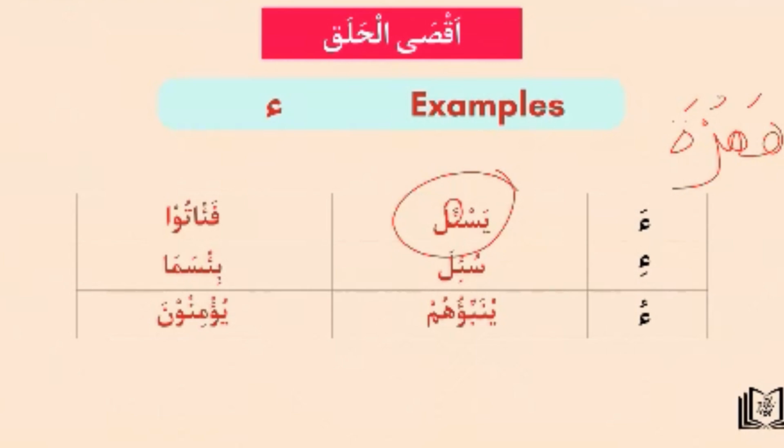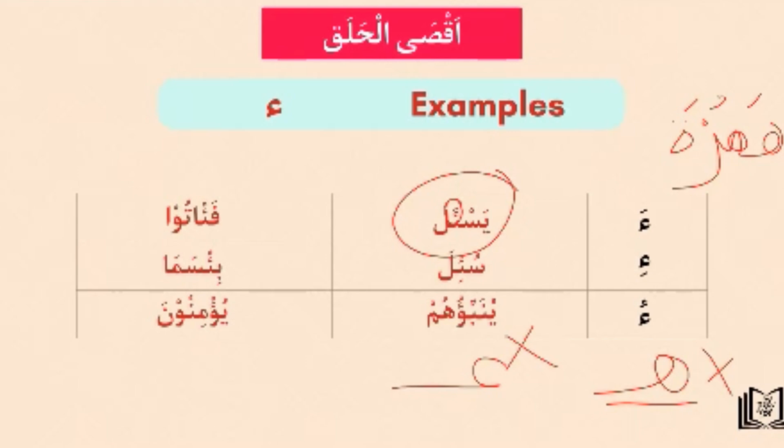If you are saying "yes, halu," then the hamza is being replaced with a ha. That is wrong. If you are saying "yes, alu," with the hamza replaced by an ain, this is also wrong. So you have to pronounce hamza as ha only when it is single.